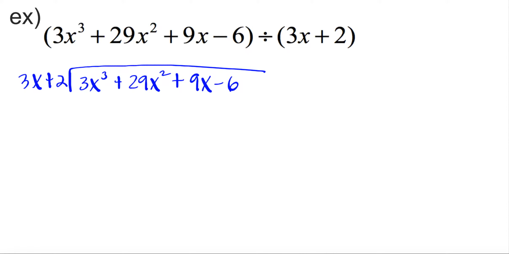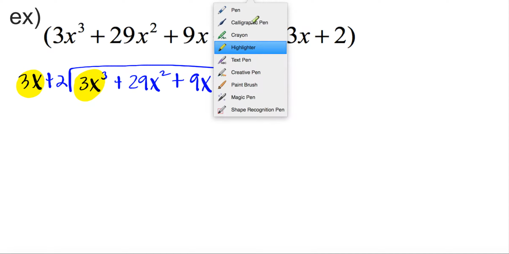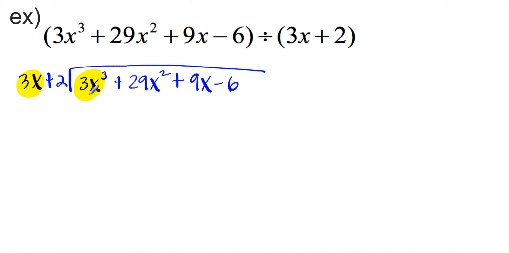All right, so how do we start? We're going to take a look at the first term here and the first term here. And I want you to think about 3x times what would give me 3x cubed? That would have to be 1x squared. 1 times 3 is 3, x squared times x is x cubed. So you're going to multiply 1x squared, or just x squared, times 3x, giving me 3x cubed, and x squared times 2, which gives me plus 2x squared.